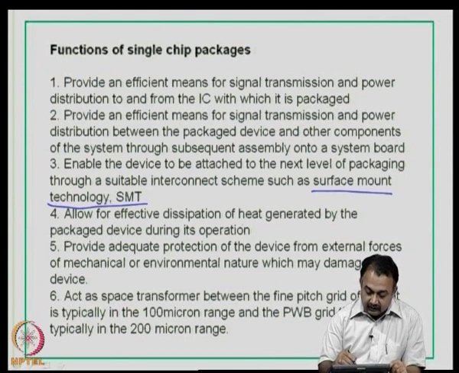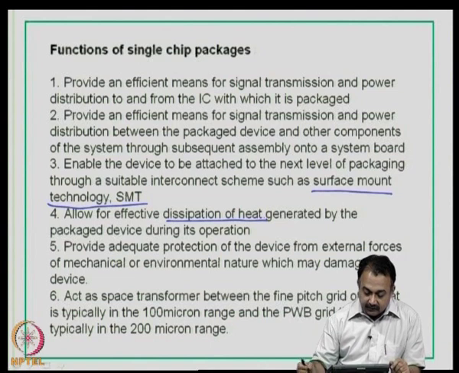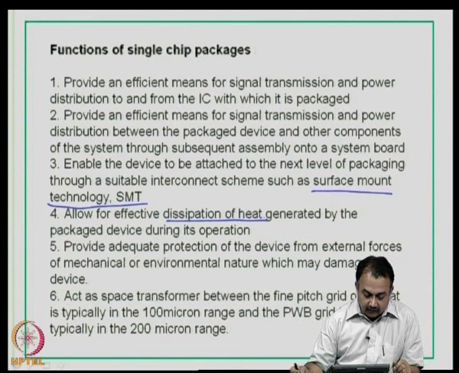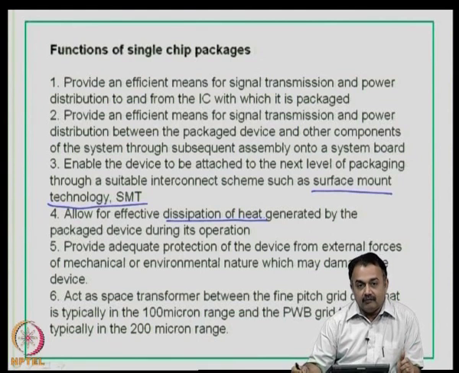So, I would put this as a very important point of discussion. The fifth point is the package should provide adequate protection of the device in concern, basically the silicon device, from external forces of mechanical or environmental nature which may damage the device.